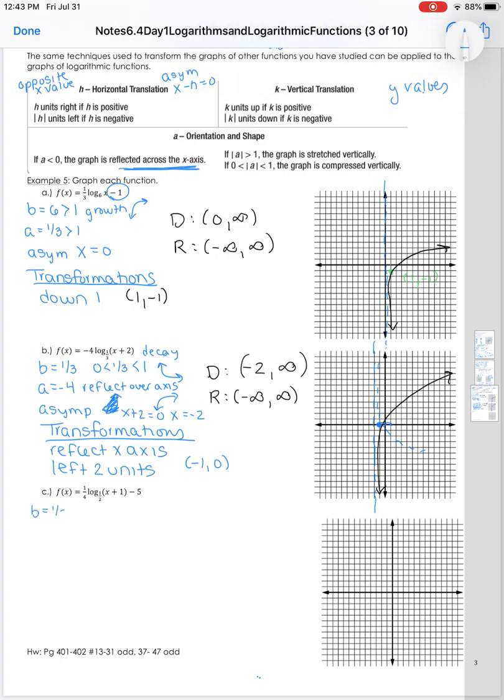All right, last one here. So we've got b is 1/2. 1/2 is between 0 and 1, so that would give off the decay appearance. And since a is 1/4, that's greater than 0, we're still with the decay, so that doesn't change. For the asymptote, we're going to take the x plus 1, set it equal to 0, so x equals -1. In terms of transformations, we're going down 5, we're going left 1, and there's no reflection.